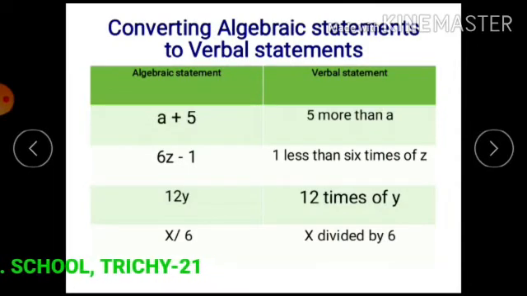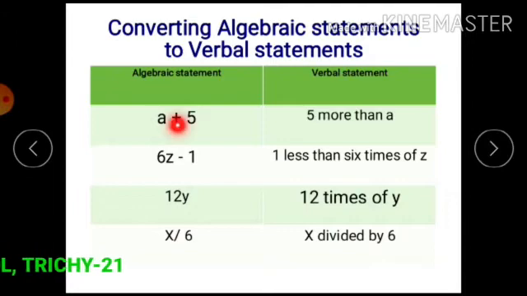Now we do more examples to convert algebraic statement to verbal statements. The given algebraic statement is a plus 5. The verbal statement is 5 more than a. 6z minus 1 is the given algebraic statement. The verbal statement is 1 less than 6 times z.